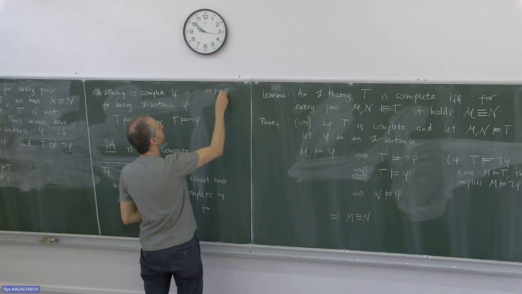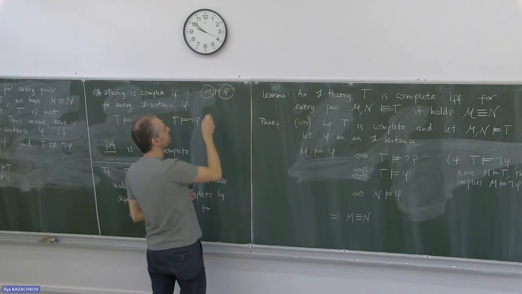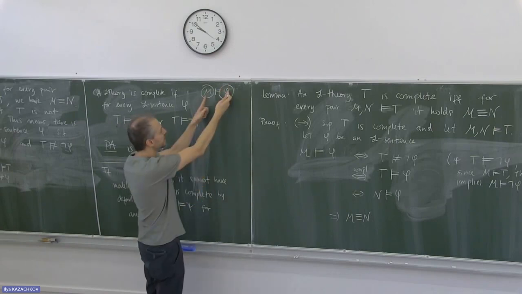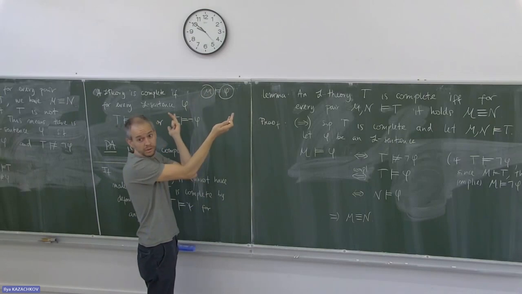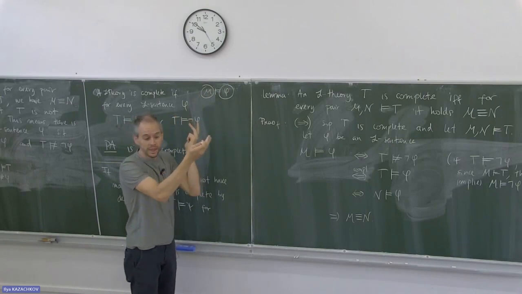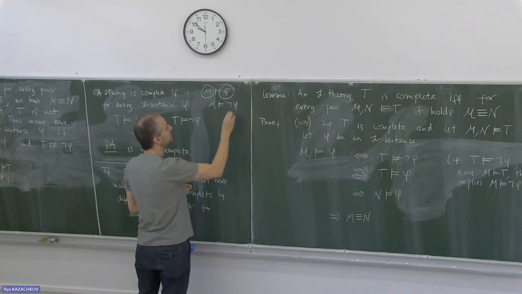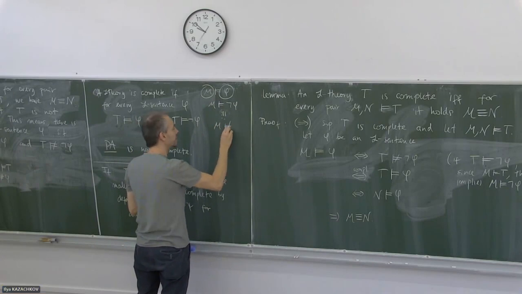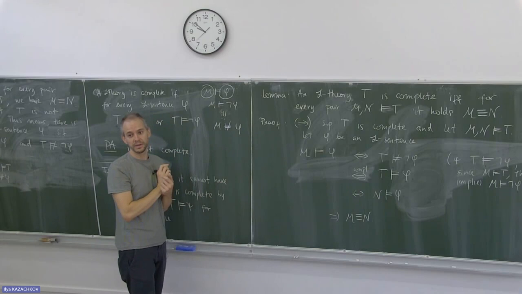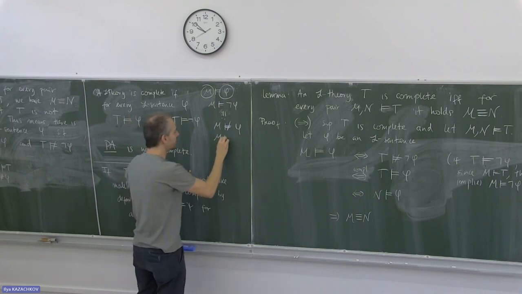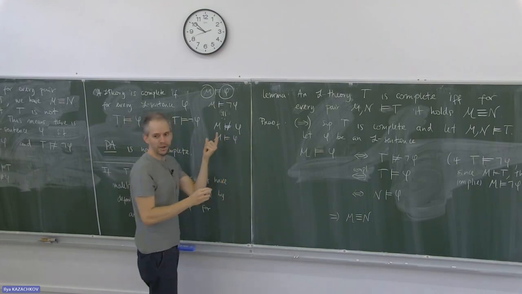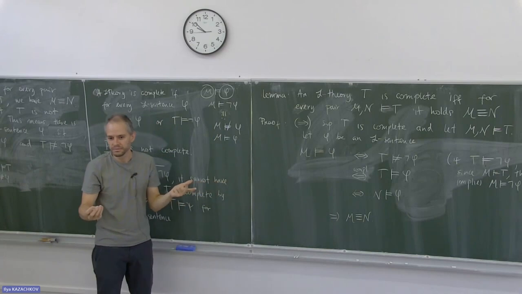This symbol is a relation between structures and formulas. Given a pair like this, either this relation holds or it does not, right? But we define the negation precisely: the definition of this was that M is not in the relation with phi. So you cannot be in the relation with phi and not in the relation with phi.